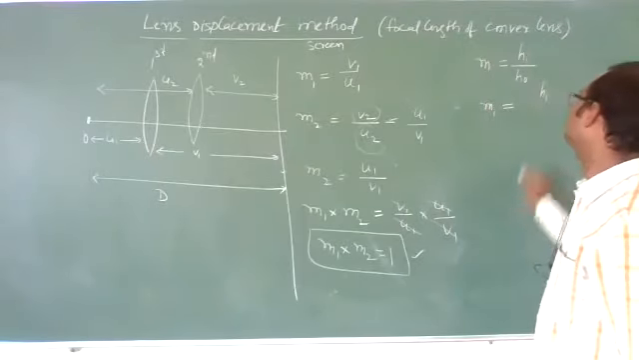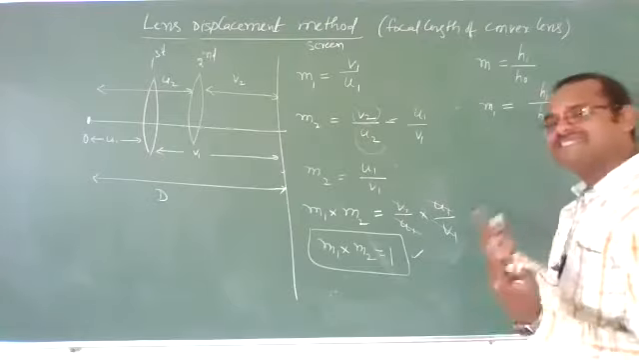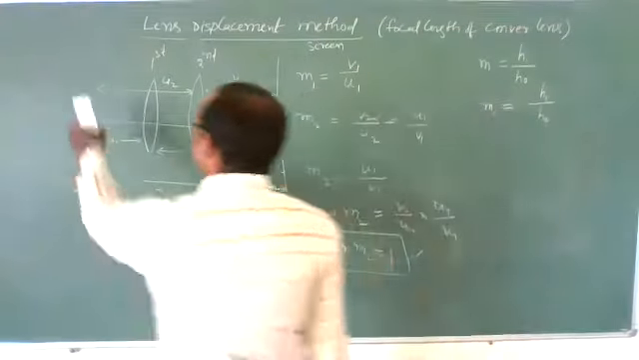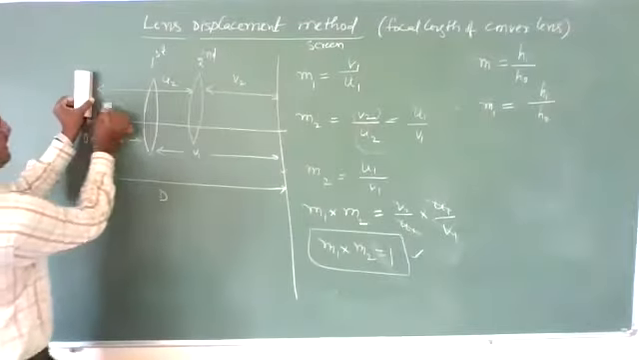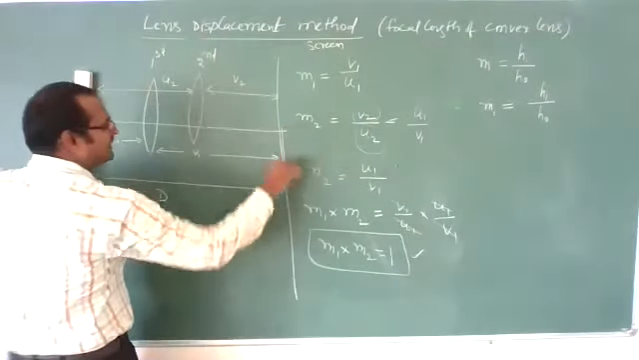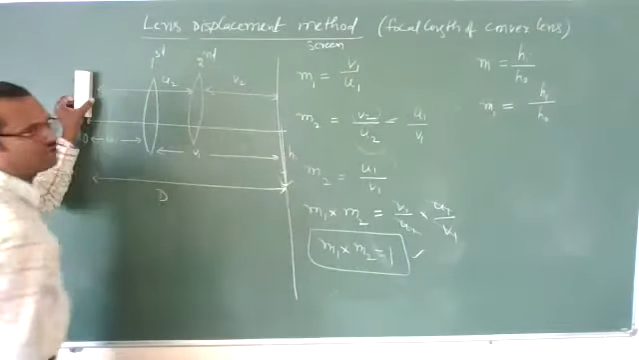First time, magnification of the image is height of the first image by height of the object. The object is the same object only. I have kept this object here, so in this position we are getting the image here. This is the height of the first image.